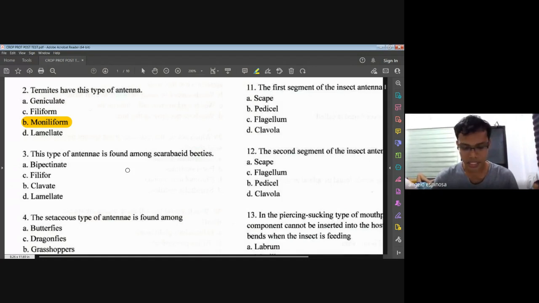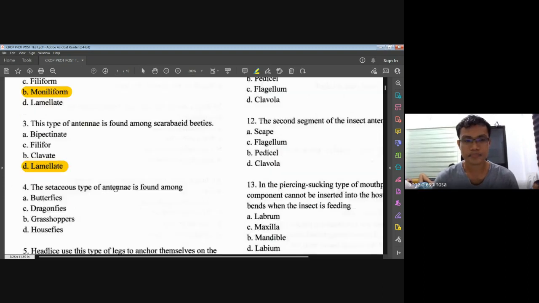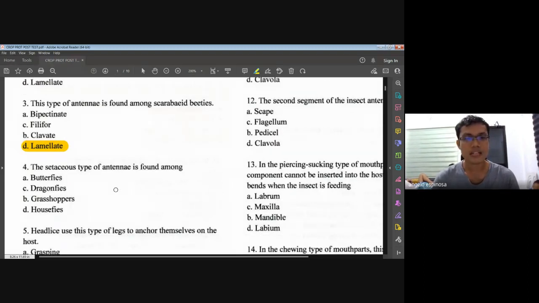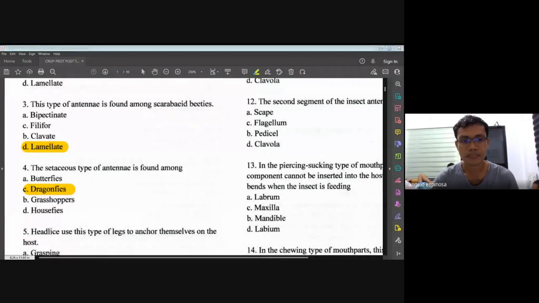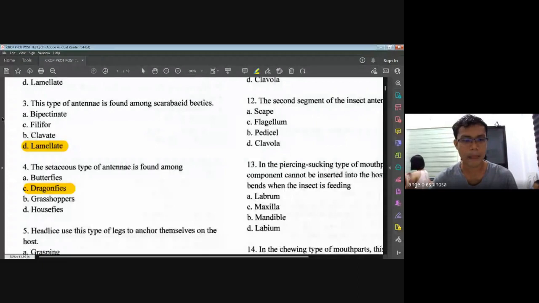Okay, number three. This type of antennae is found among scarab beetles. The correct answer is letter D. It's lamellate. Okay. Number four. The setaceous type of antennae is found among blank. The correct answer is letter C. Dragonflies. Nakakasunod po ba kayo? Okay, next.